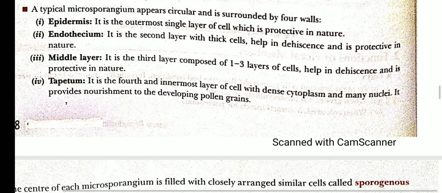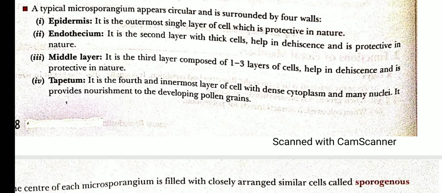So, the third layer is the middle layer, and the middle layer is composed of 1 to 3 layers. As in the earlier layers, the epidermis and endothecium are single layers, but the middle layer has 1 to 3 layers, and it also helps in dehiscence and is protective in nature.